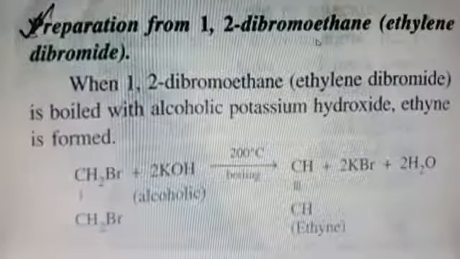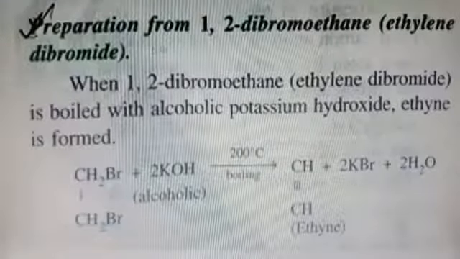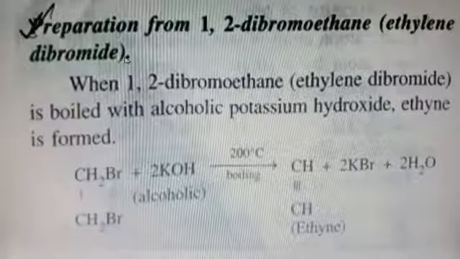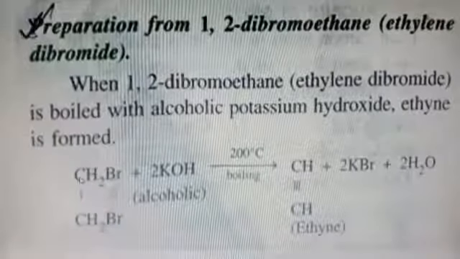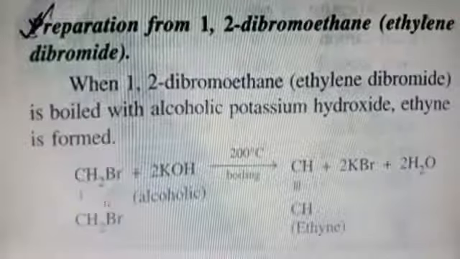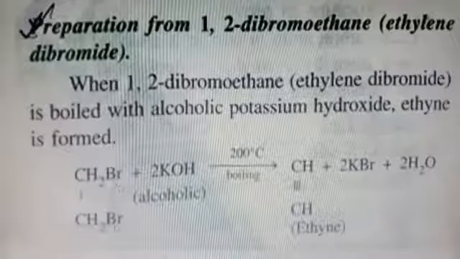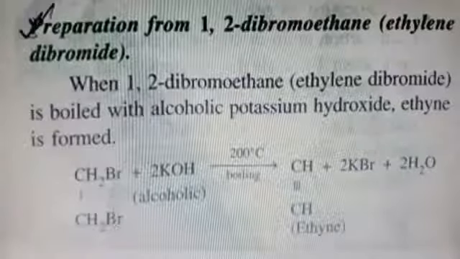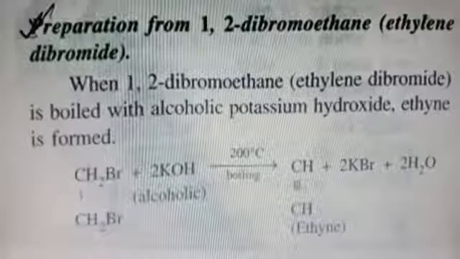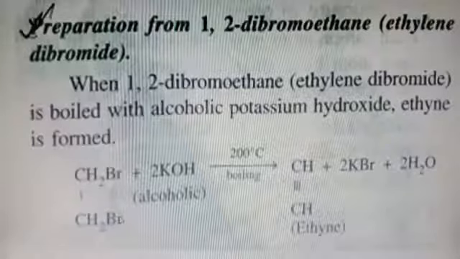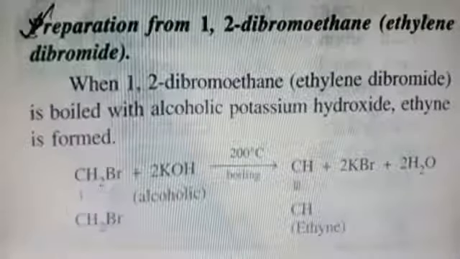1,2-dibromoethane. What is the common name for 1,2-dibromoethane? Ethylene dibromide. You can see the structure here: CH2Br, CH2Br. So there are two bromine atoms, so two bromo, that means dibromo, and they are in carbon number 1 and carbon number 2.